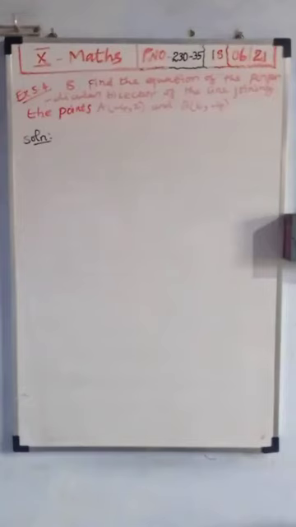Right students, let us start today's class. Today I am going to teach exercise 5.4, 8th question. See, find the equation of the perpendicular bisector of the line joining the points A and B.